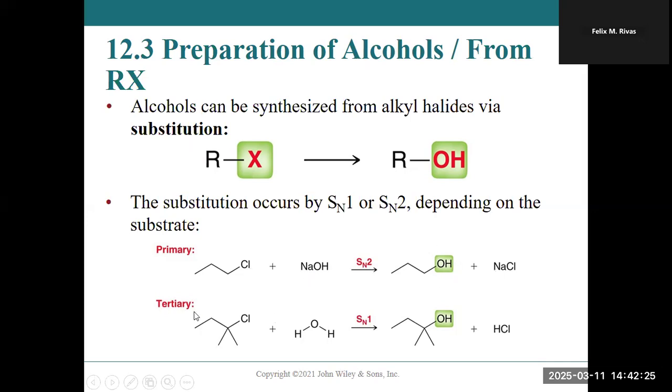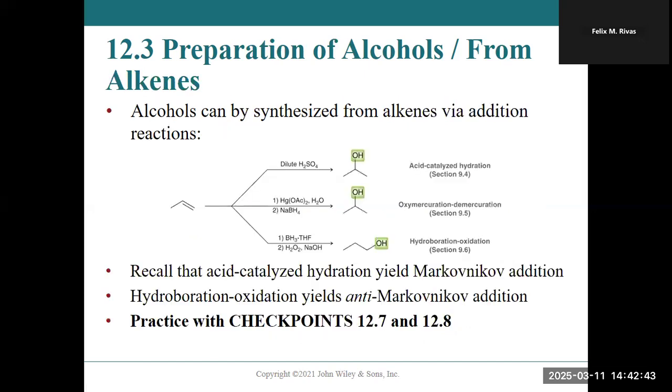For tertiary alcohols, we can't use this system because you end up doing an elimination reaction instead. So what we do here is we use water, do an SN1 reaction instead of an SN2, and you end up with a tertiary alcohol. So this is method number 1. We use substitution to make an alcohol.